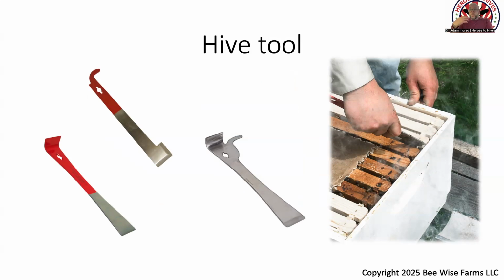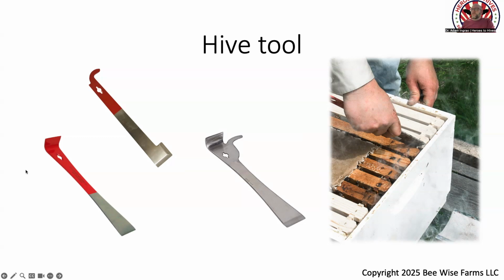We use the tool to break propolis seals, like the boxes and the frames that are propolized together, and it allows us to break these seals and move frames around easily. The idea behind the Langstroth hive is that the frames are modular, so we move these one at a time, and that's where the tool comes in. These are the three basic hive tools that we have in the industry.